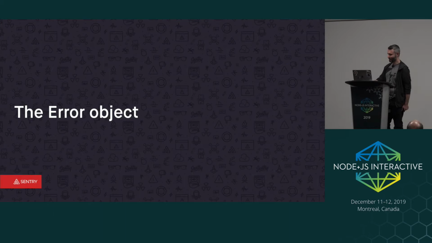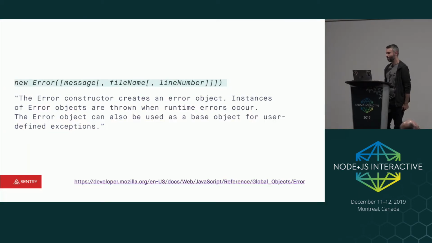So the error object itself, where it all begins. This is from MDN. The error constructor creates an error object. Instances of error objects are thrown when runtime errors occur. The error object can also be used as a base object for user-defined exceptions. Pretty concise. Really want to focus on that: instances of error objects are thrown when runtime errors occur.